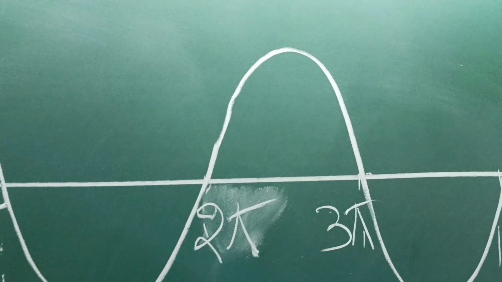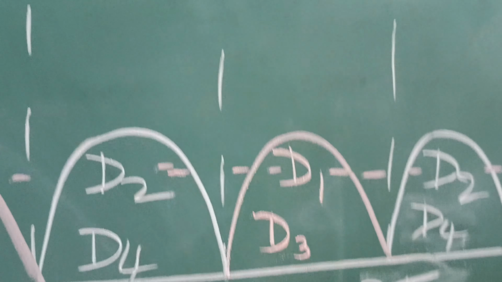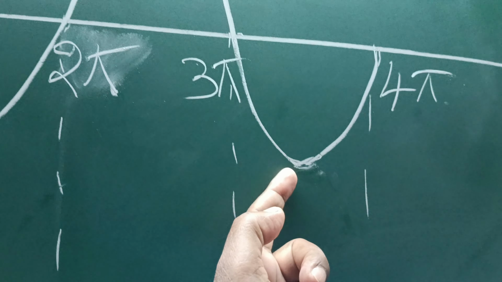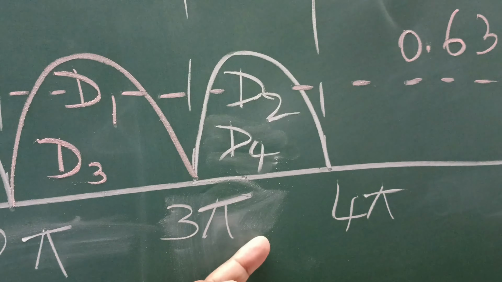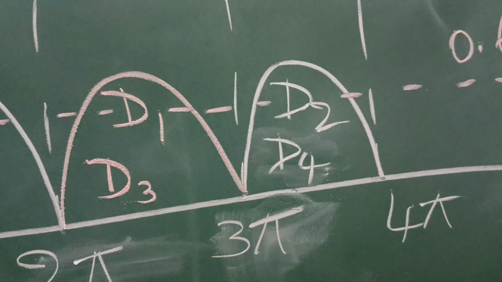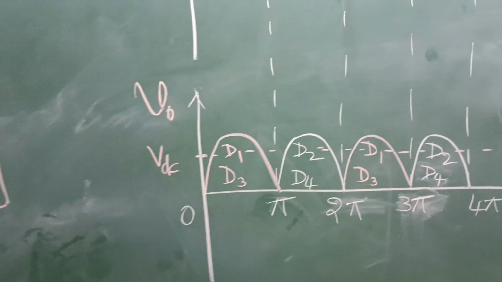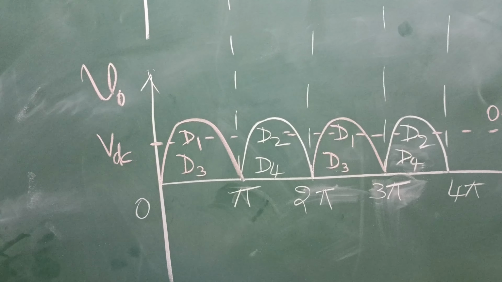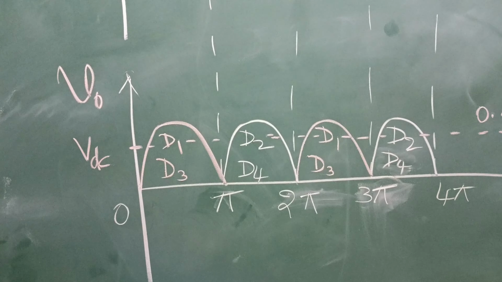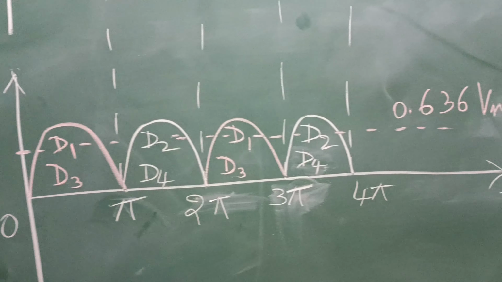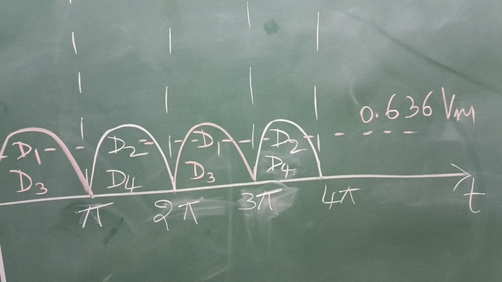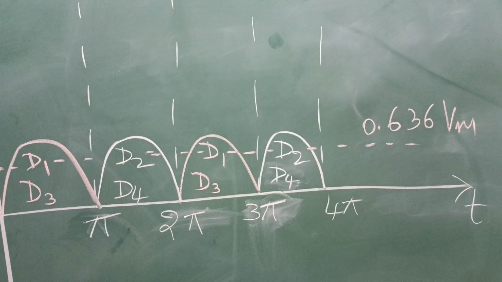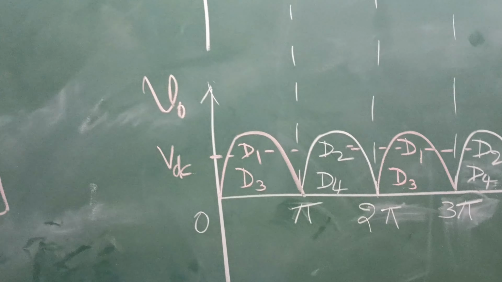Again the cycle repeats. During positive half cycle, the output voltage is due to conduction of D1 and D3, and during negative half cycle, the output voltage is due to the conduction of D2 and D4. In the output waveform, the average output voltage VDC is represented and shown in the dotted line, which is equal to 0.636 Vm, where Vm is the peak value or maximum value of the input signal.